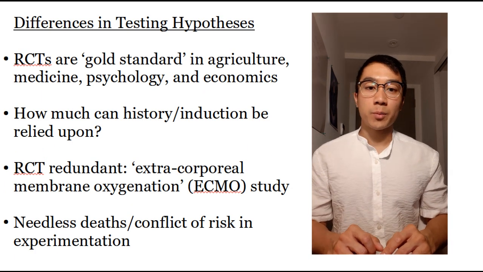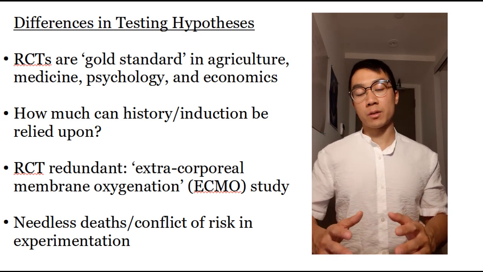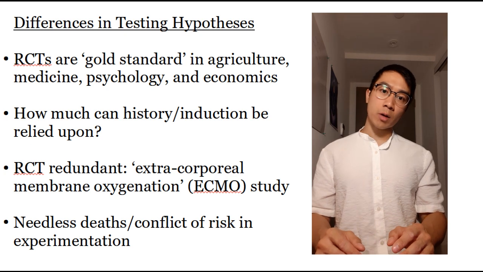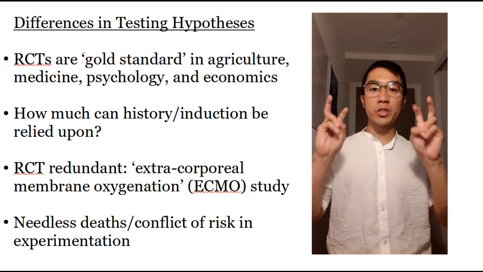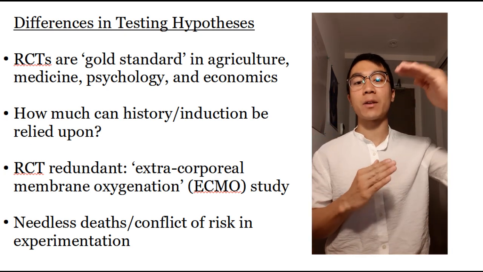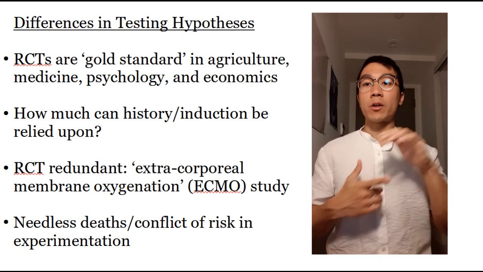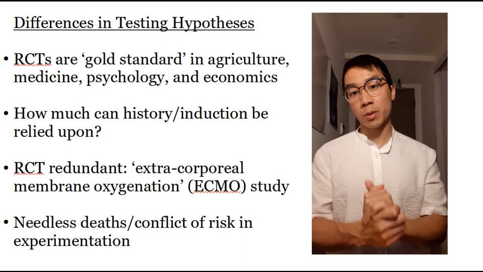A point at which interdisciplinary research becomes very contentious is the rigor of methods. In this case, we're going to talk about randomized control trials. Randomized control trials are considered the gold standard of evidence, that is, the highest standard of evidence. After all, you can have different qualities of evidence in the fields of agriculture, medicine, psychology, and economics primarily.